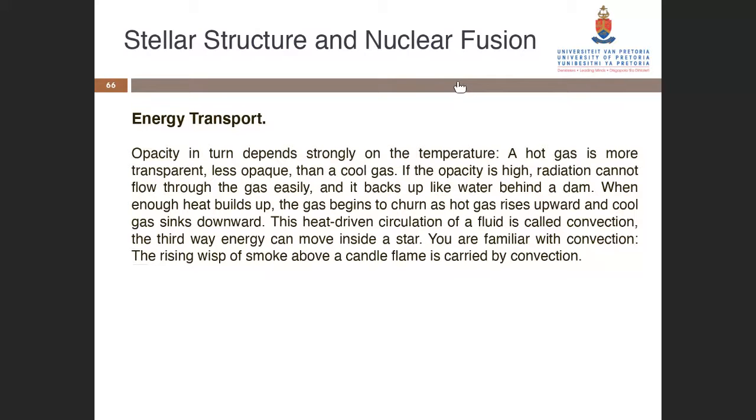If the opacity is high, radiation cannot flow through the gas easily and it builds up like water behind a dam. When enough heat is built up, the gas begins to churn as hot gas rises upward and cool gas sinks downward. The heat-driven circulation of a fluid is called convection, the third way energy can move inside a star. So you're familiar with convection. The rising wisp of smoke above a candle flame is carried by convection.